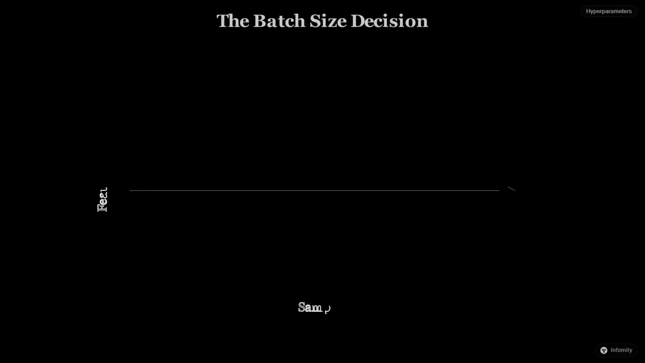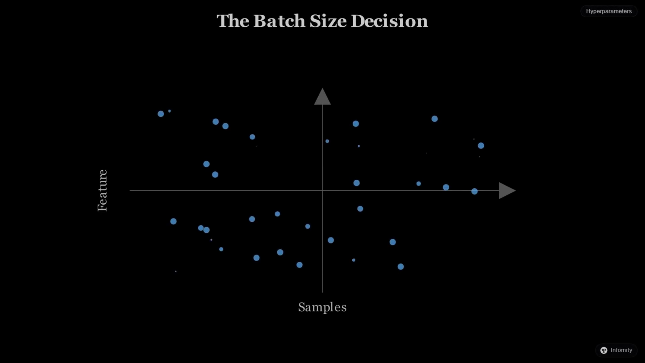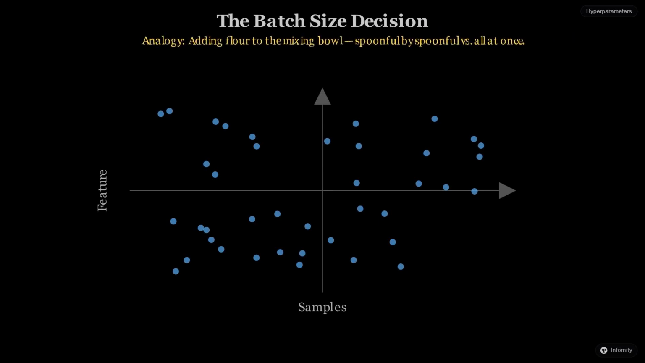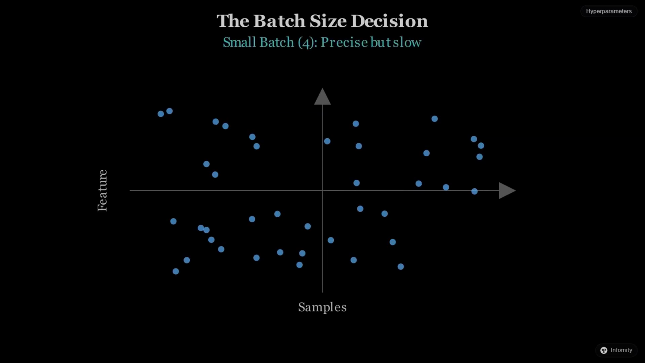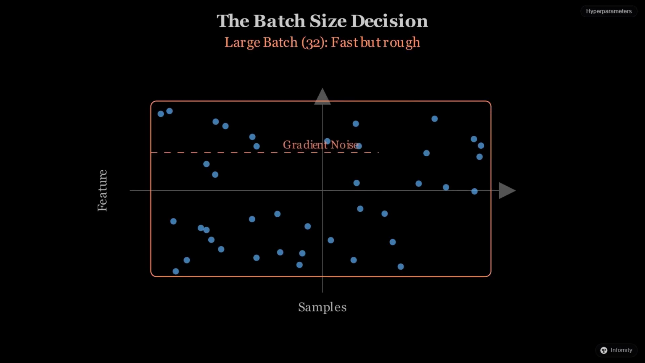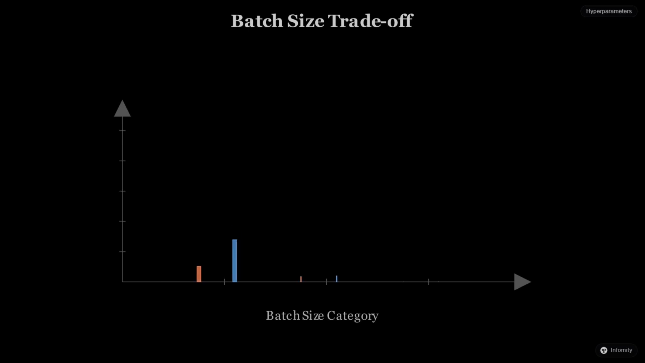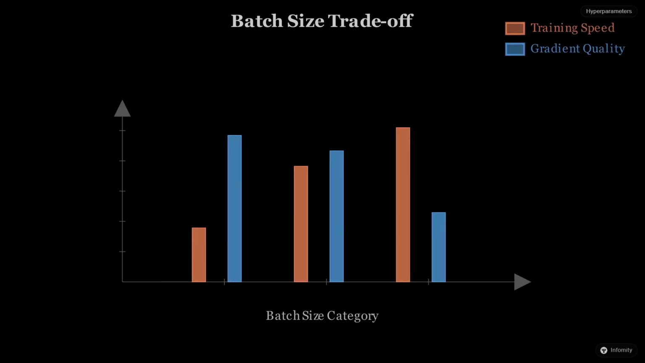Next, we have the batch size, which determines how many data points the model looks at before updating its internal knowledge. In our kitchen, this is like deciding how to add your dry ingredients. Do you add the flour one tiny spoonful at a time? Adding it spoonful by spoonful is very precise but takes forever. Dumping the whole bag is fast, but it might create lumps that are hard to smooth out. A medium batch size often provides the best balance between training speed and the stability of the learning process.